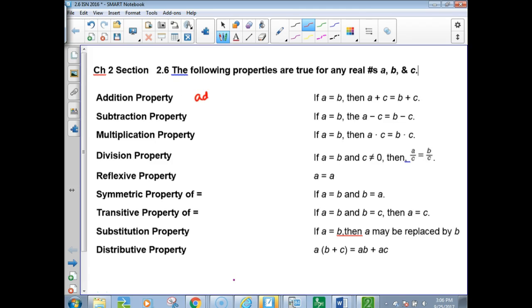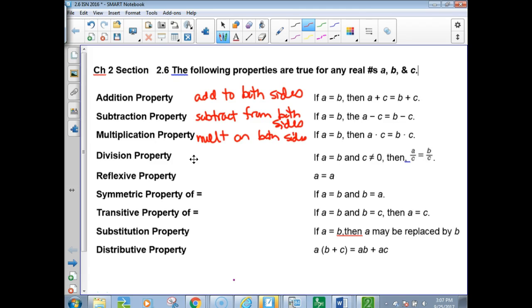Addition property, you add to both sides. I mean, there's only so much I need to say about it. I think you guys are pretty used to it. Subtraction property, you subtract from both sides. And I'm writing it in kind of how you guys say things. Multiplication property, you multiply on both sides by something. Division, you divide both sides. Okay, you don't have to write all that if you don't need to. That's really up to you whether you want that or not.